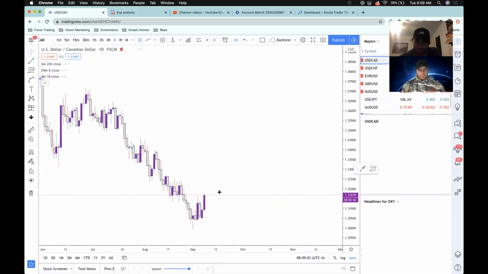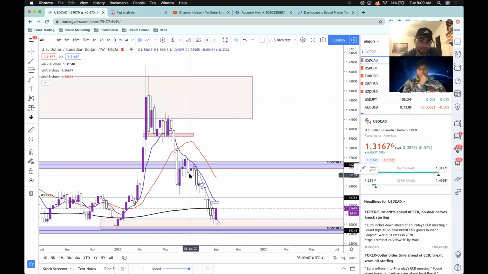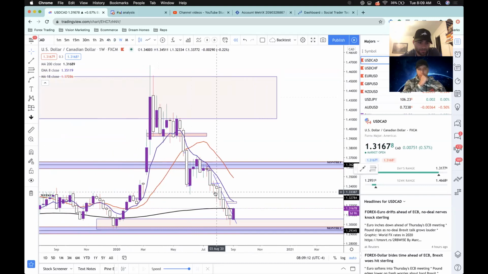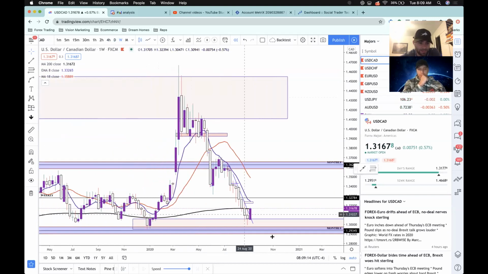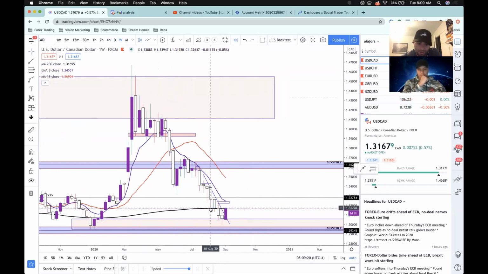Let's go over to USD CAD. So again, it's very similar on the weekly time frame. Where are we targeting this thing to really come back to right now? We're pulling back, have this huge bullish candle here. So we've got some buyers stepping into the market, coming up to this 200-day level.